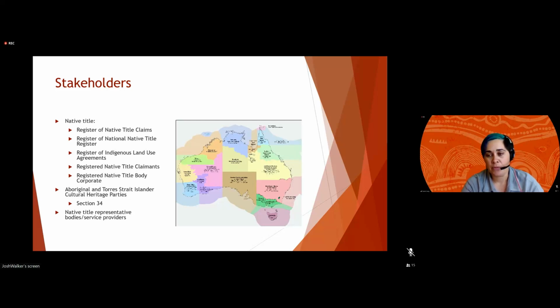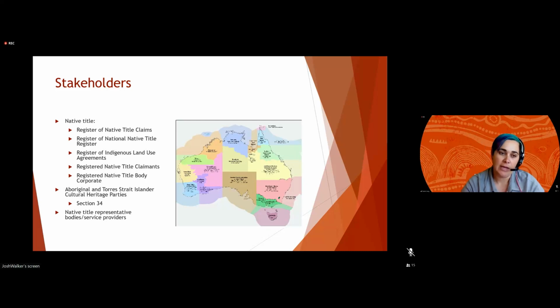So there's a hierarchy. If you are a prescribed body corporate, so if you have a native title determination, you are the Aboriginal Cultural Heritage Party or the Torres Strait Islander Cultural Heritage Party. If you have a registered native title claim, you are the Cultural Heritage Party. If you had a claim and your claim, for whatever reason, has been dismissed, the applicants whose names are on the register of claims are the Aboriginal or Torres Strait Islander Party.